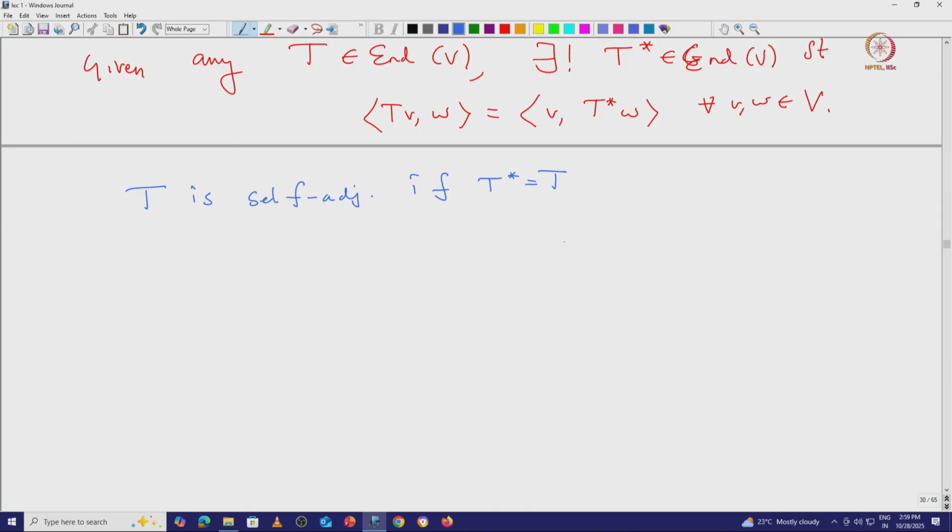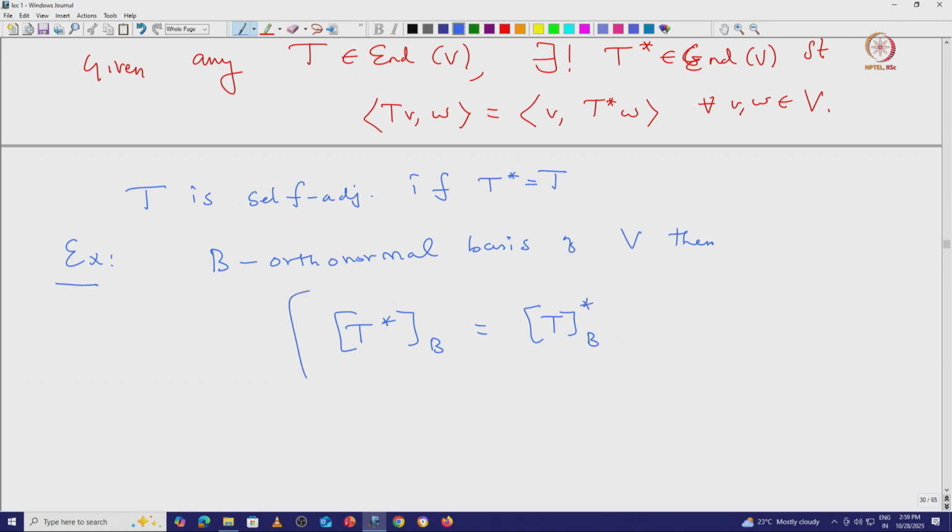It is an easy exercise that if we fix an orthonormal basis B of V, then we can easily compute the matrix of T star with respect to B, which is going to be the adjoint of the matrix of T with respect to B. This is something very easy to prove, so I will leave it to you.